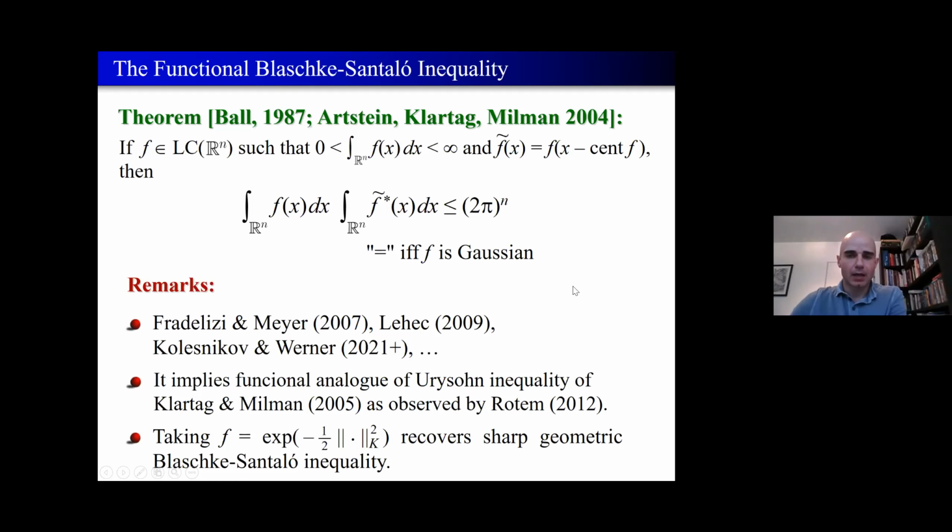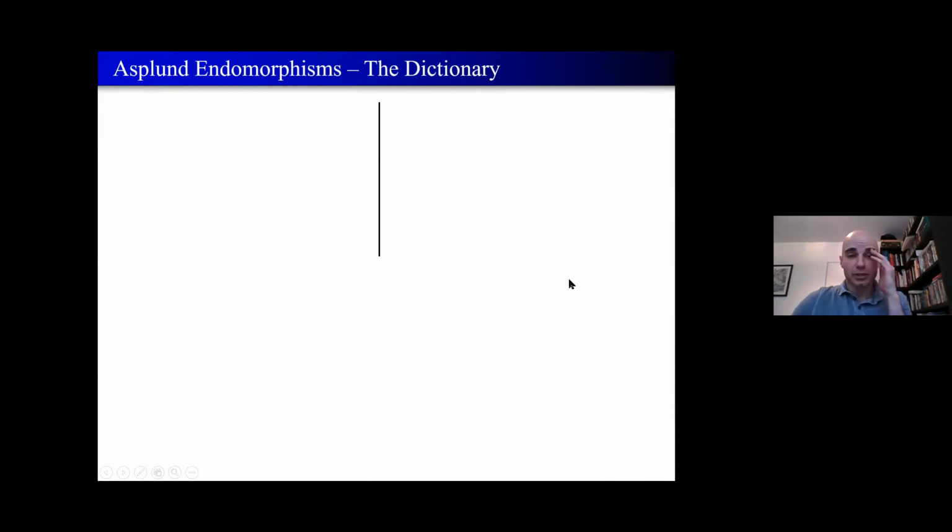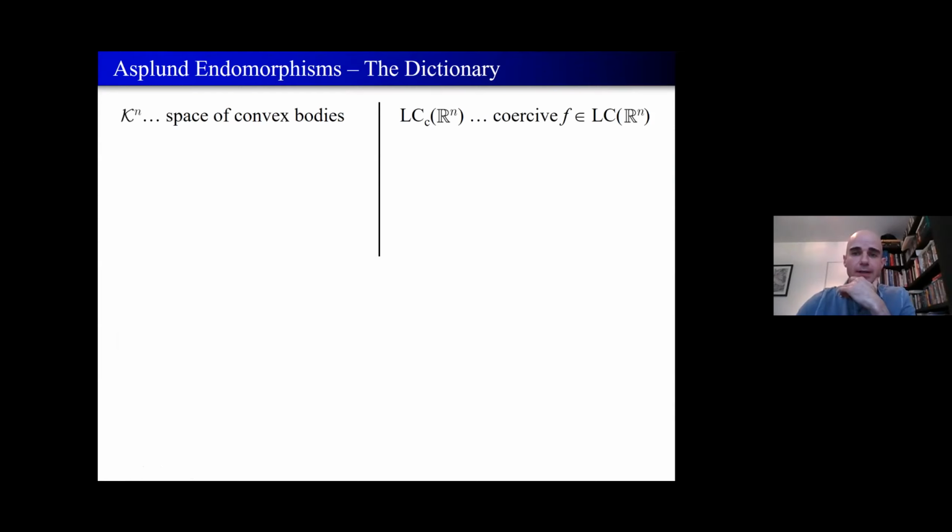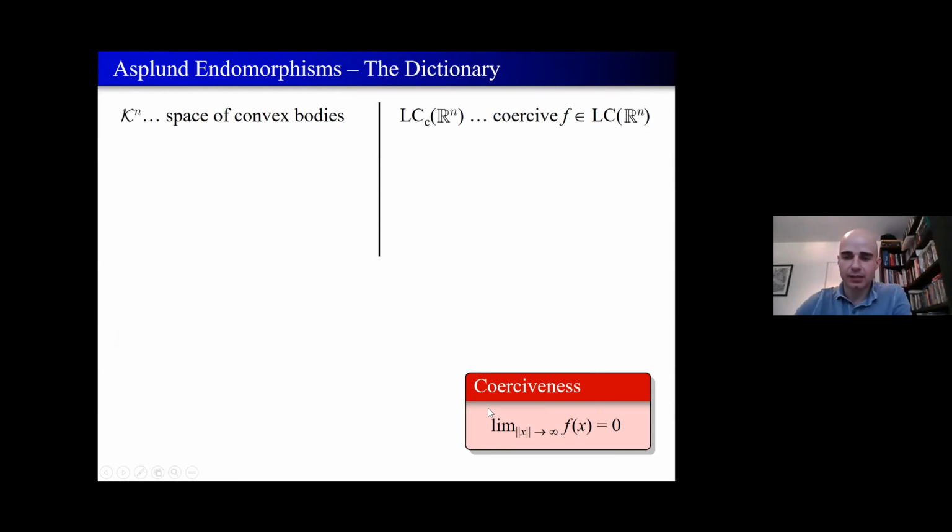Okay, now what I want to do is generalize our notions to this setting of log-concave functions. We have to add a little bit of a technical extra condition, namely coercivity. So instead of working with convex bodies, we now work with log-concave functions which are coercive. And coerciveness here just means that it decays to 0. For the space of convex bodies, we have the Hausdorff metric. For this space, we endow it with a topology induced by epiconvergence.